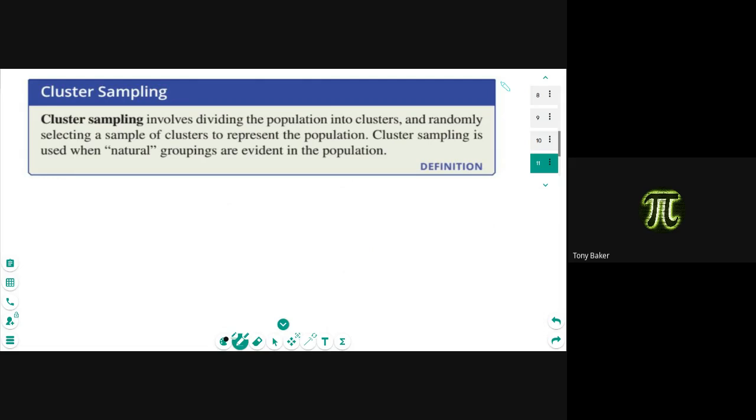So another great example of clustering would be blocks in a town, just a block. All right, because again, you can start to see how the blocks could level on not totally mixed, but it'd be a natural grouping that's there.